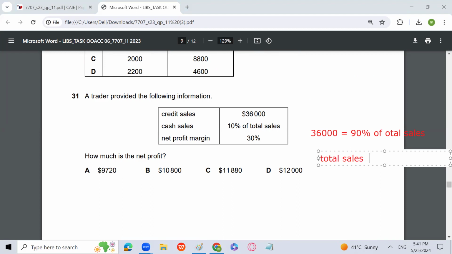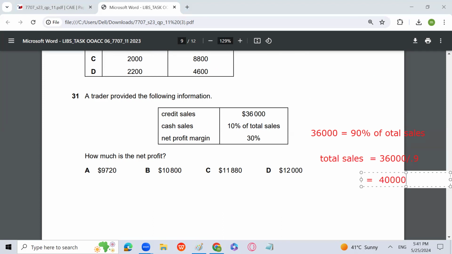So total sales will be 36,000 divided by 0.9, right? So how much will it come? That is going to be 40,000. The net profit margin is 30%. You will multiply 40,000 with 30%, and 12,000 is the answer. So D is the answer, which is the profit for the year.